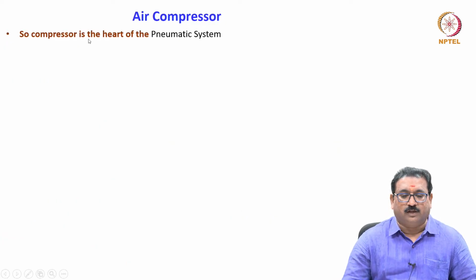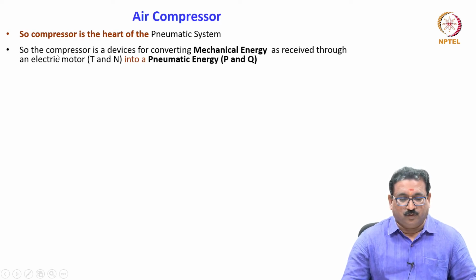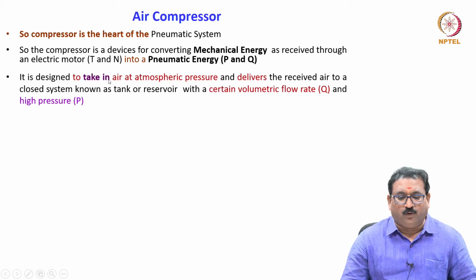So you will see, the compressor is the heart of the pneumatic system. The compressor is a device for converting the mechanical energy received from the electric motor into pneumatic energy, P and Q, pressure and flow rate. It is designed to take in air at atmospheric pressure and deliver the air to a closed system known as a tank or receiver, with a certain volumetric flow rate and a high pressure.